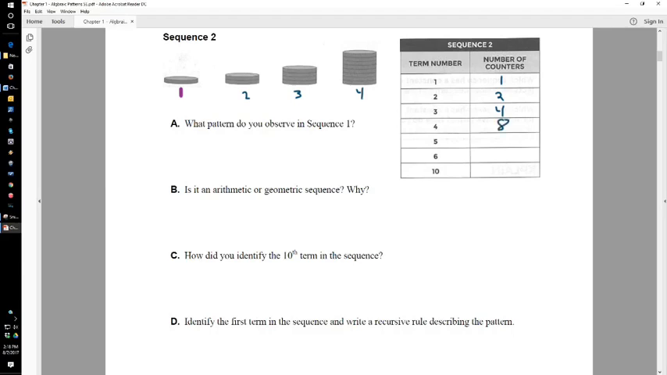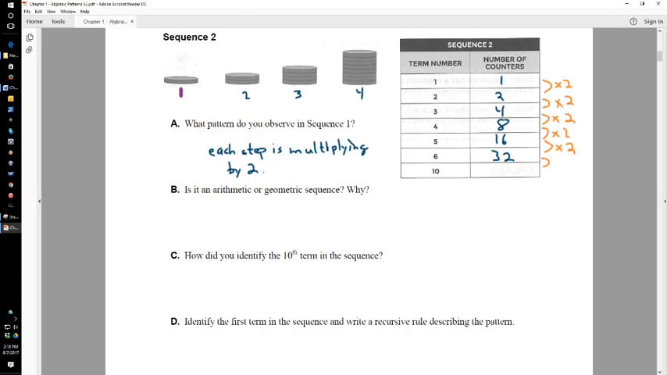And hopefully by now you'll realize that each step is multiplying by 2. So 1 times 2 is 2, 2 times 2 is 4, 4 times 2 is 8, 8 times 2 is 16, 16 times 2 is 32, which, this one, we'll talk about in a second.